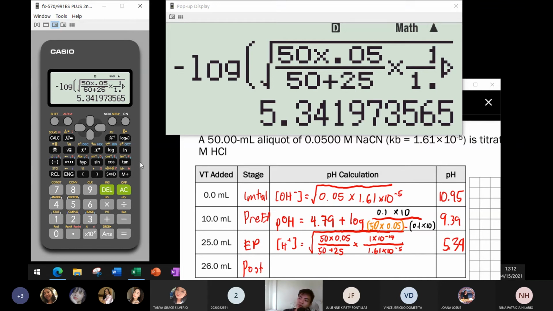5.34. Papansin nyo, at equivalence point, the pH of the solution is acidic because of the presence of the conjugate acid. Yan. Etong 5.34 na acidity na to, para tong ka-level to ng ano nga ba ka-level niyan? Ang laway kasi natin, around 6 yan. No? Siguro ka-level to ng wine.